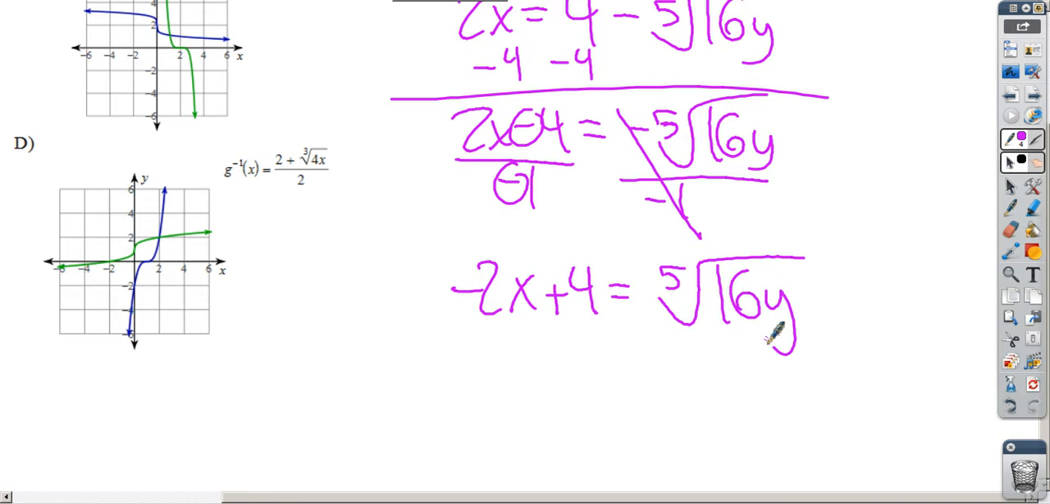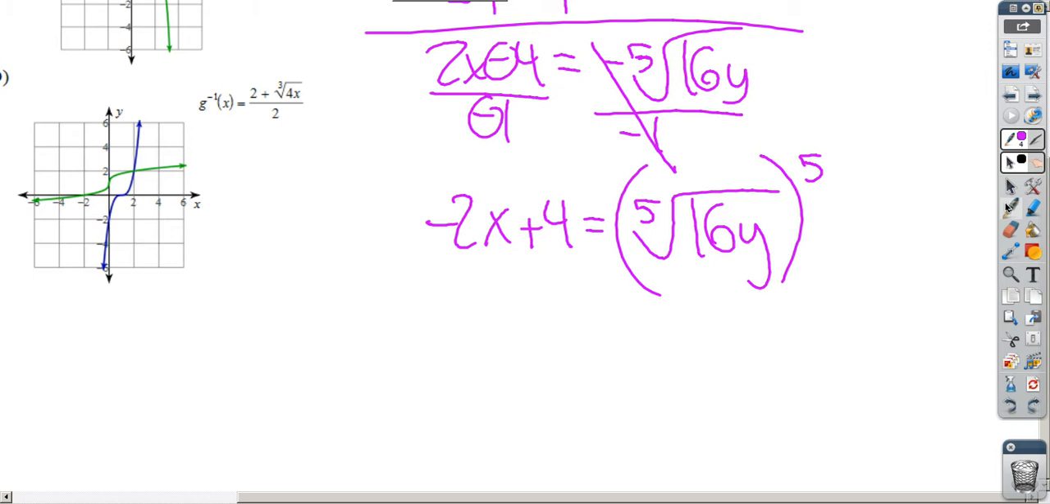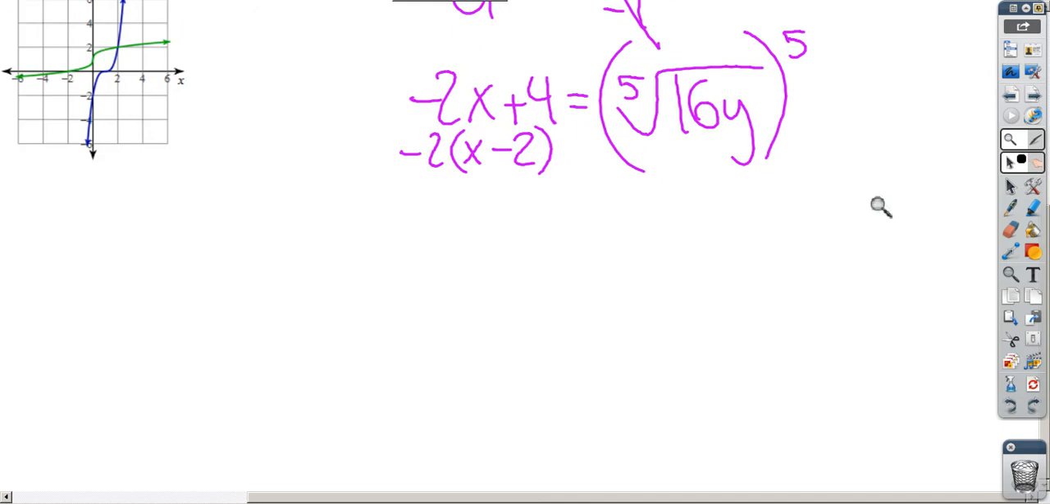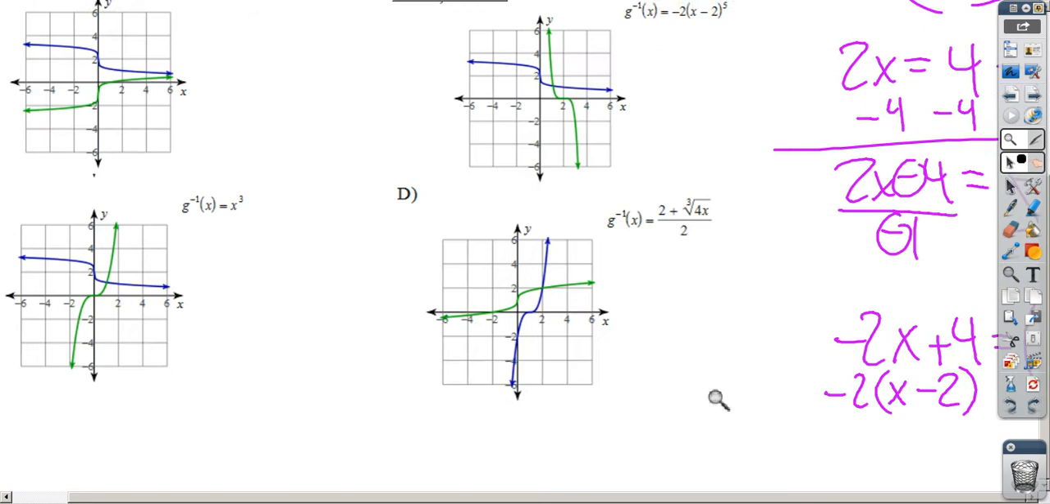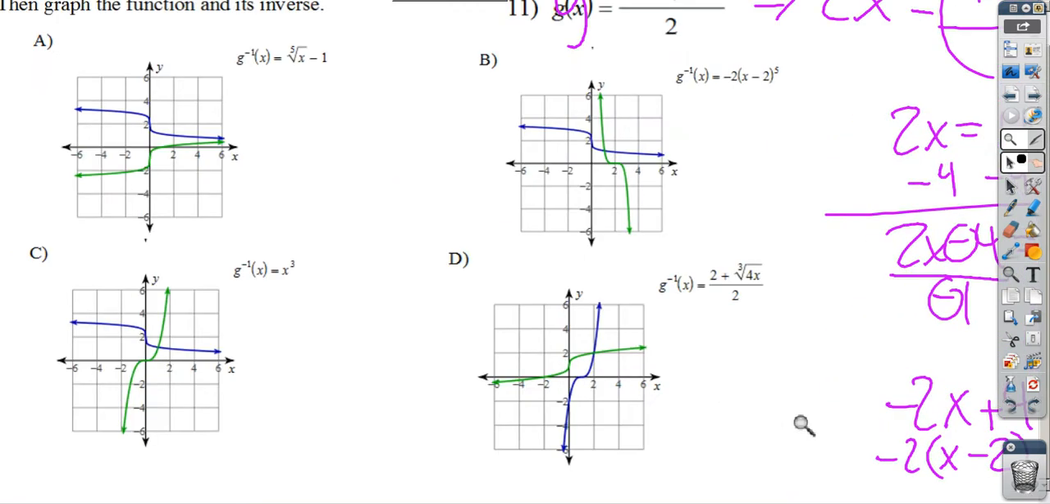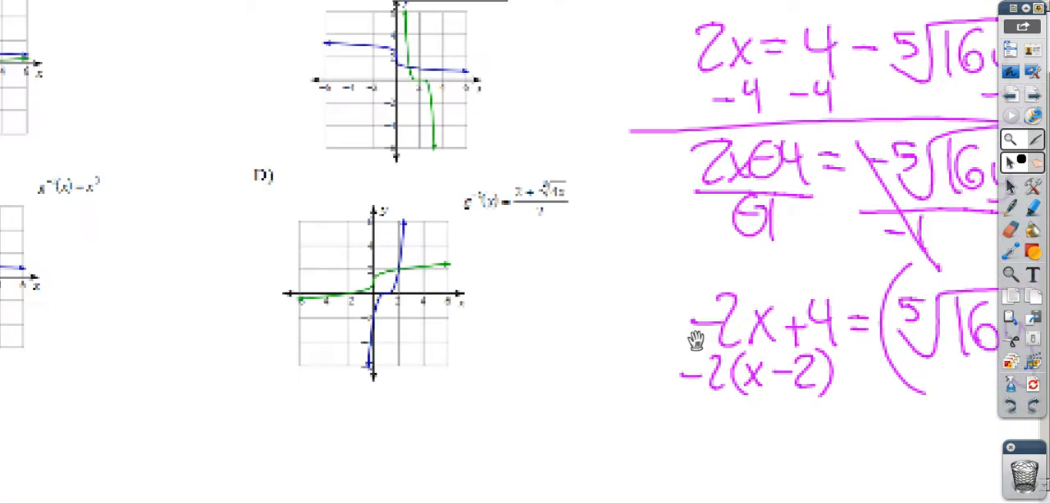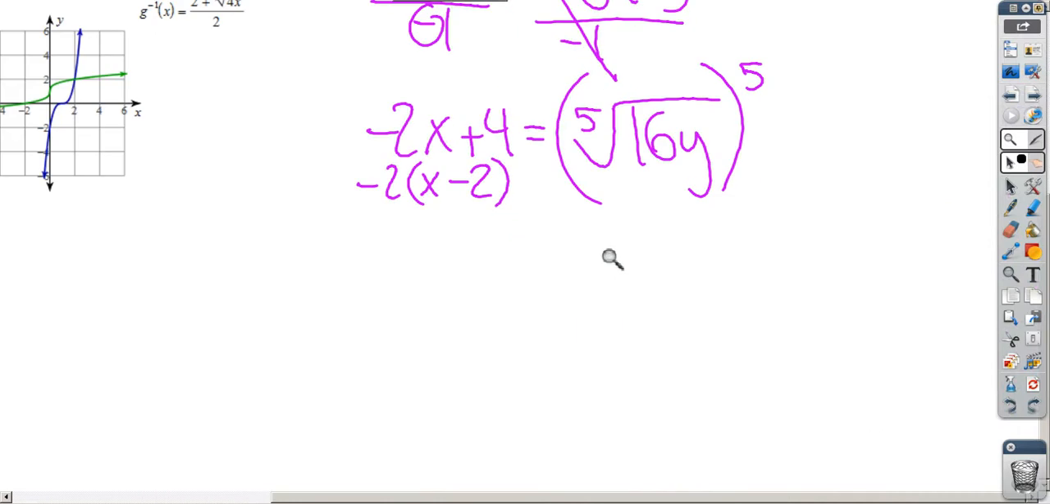Now to cancel out the fifth root, we need to do the opposite of fifth rooting something, which is raising it to the fifth power. Just to make this a little bit easier, before we raise this to the fifth power, let's factor out a negative 2. That leaves us with x, and then 4 divided by negative 2 is minus 2. Why are we doing that? Just to make it easier to handle. And also, if you look at the options, if we didn't do that step, it would be harder to pick out which is the right option from those multiple choice.